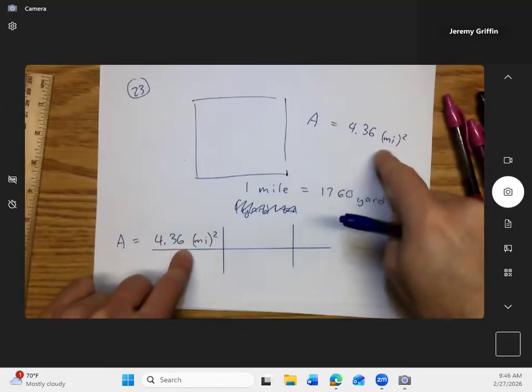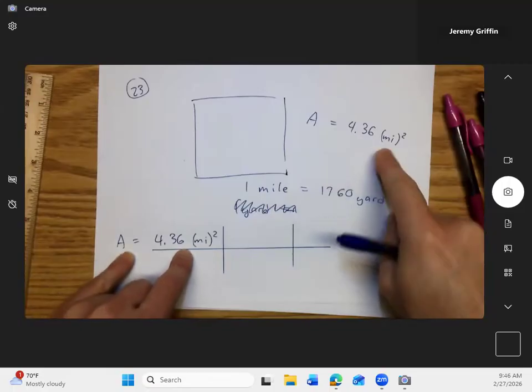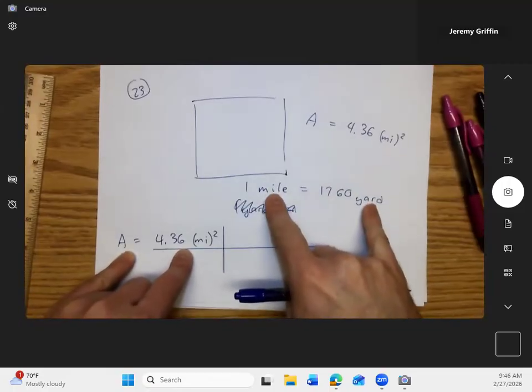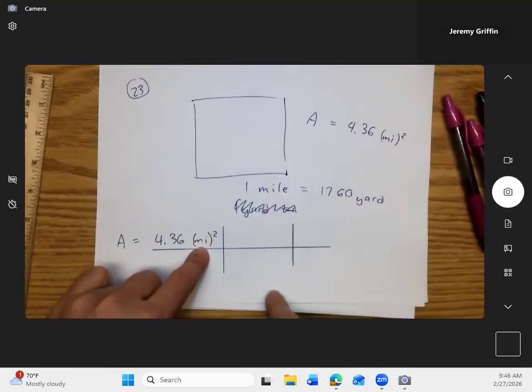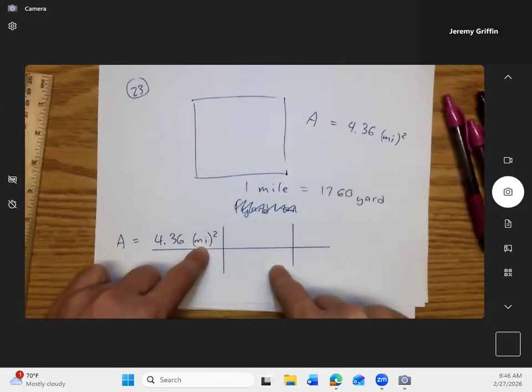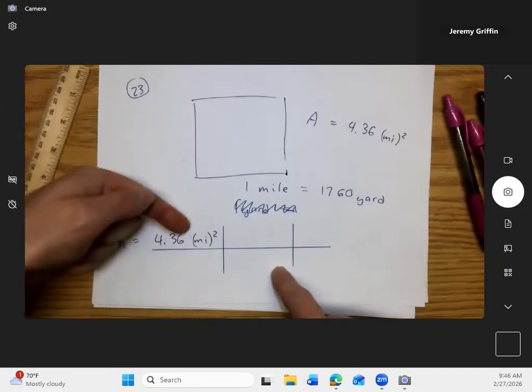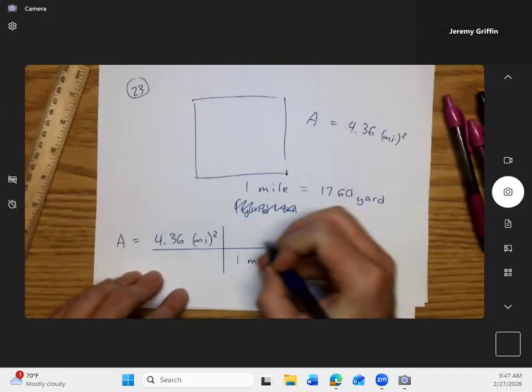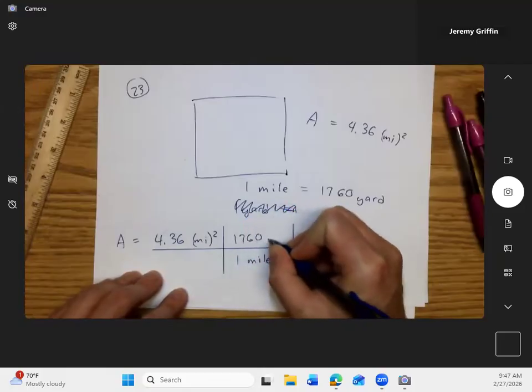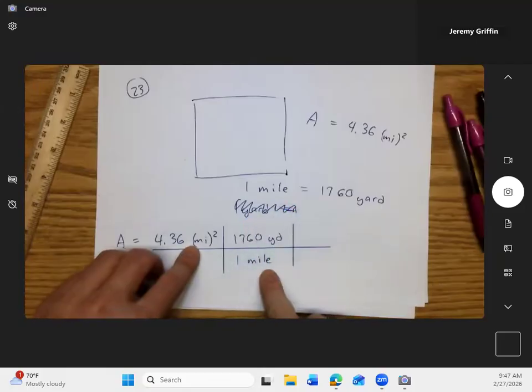So we're going to start out with the given values. You've got the given value right here. Now my conversion is miles to yards. I want to cancel out the miles, right? If I want to cancel it out, should I put miles on top or on bottom? On bottom, so I can cancel with this on top. So let's do 1 mile is 1760 yards. But that's only miles.